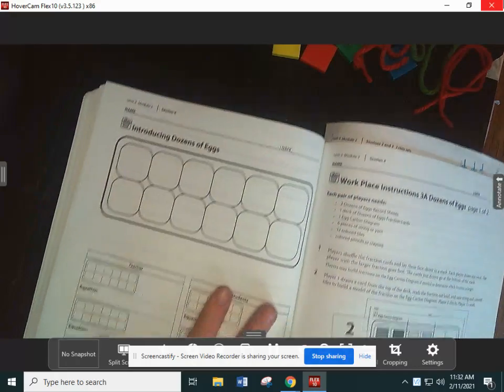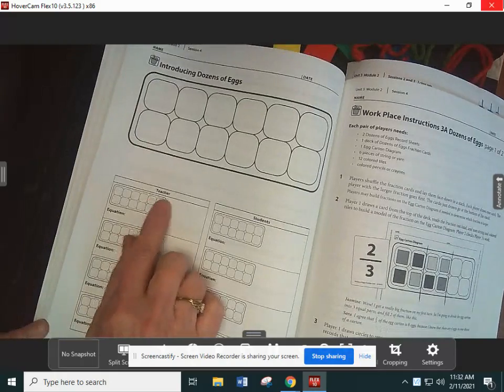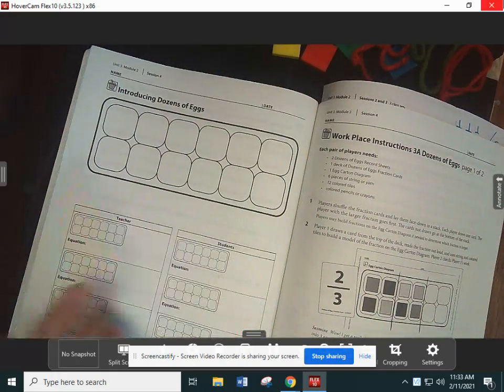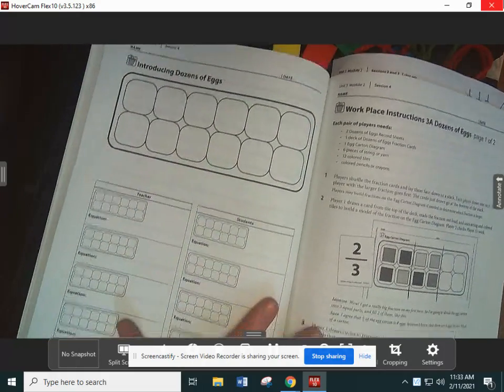The way we play this game is the first one to get all of their, well, look at this. It says teacher, so that's me. It says students, that's you guys. The first person to get all of theirs filled wins.